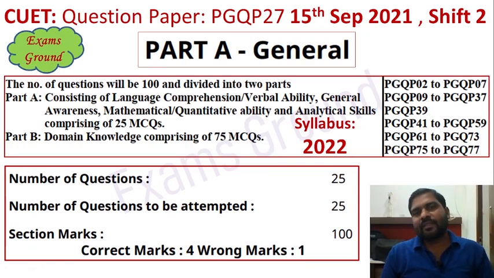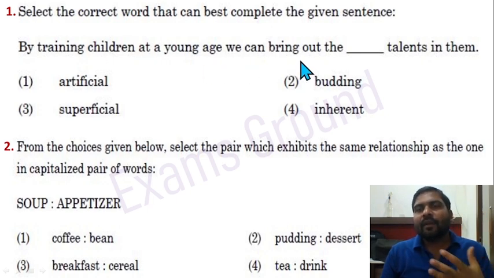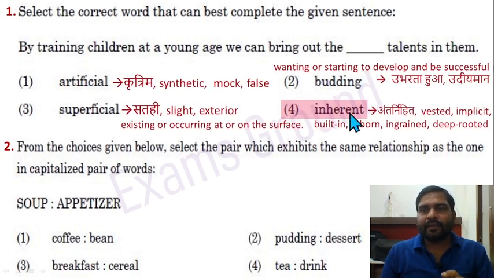Okay guys, let's start. Question 1. Select the correct word that can best complete the given sentence. By training children at a young age, we can bring out the talent in them. Which type of talent is it asking? So it is inherent, vested or implicit, built-in, inborn talent. Option 4, inherent, is the correct option here, and the other options are artificial, meaning synthetic, budding, उभरता हुआ या उदयीमान, and superficial means सतही or exterior.